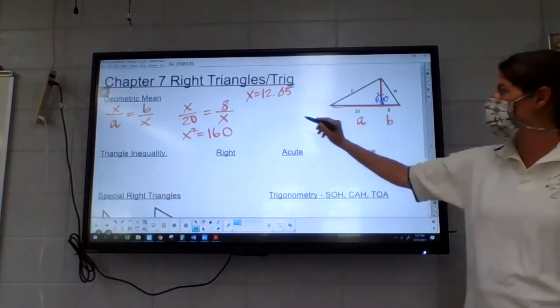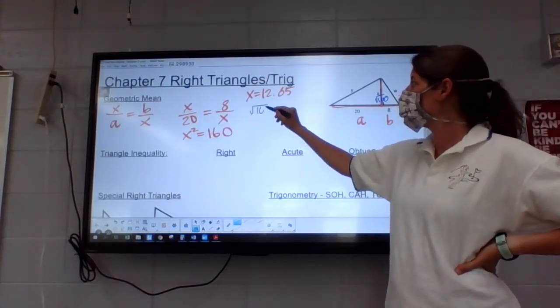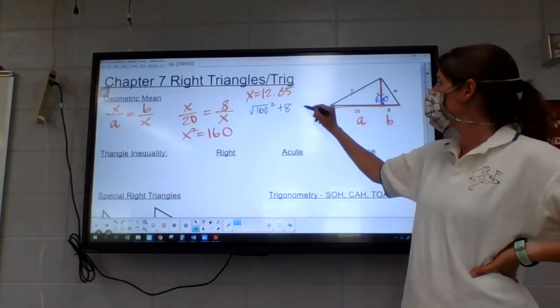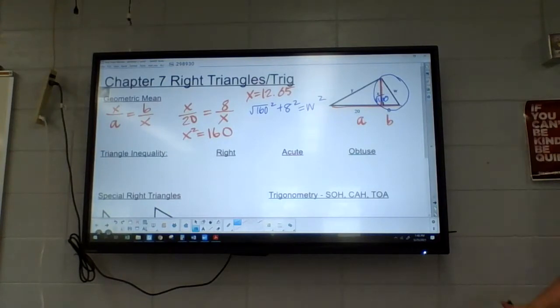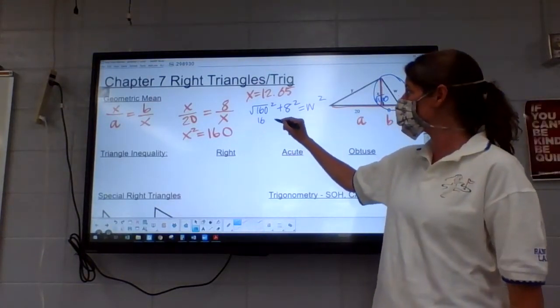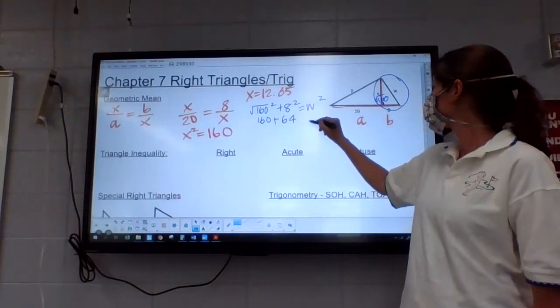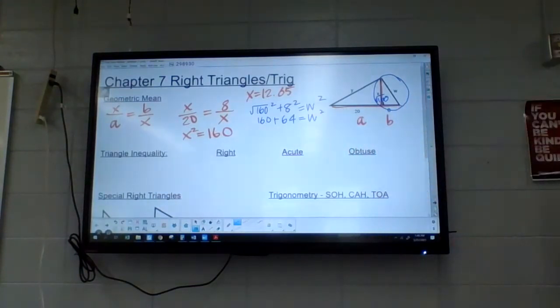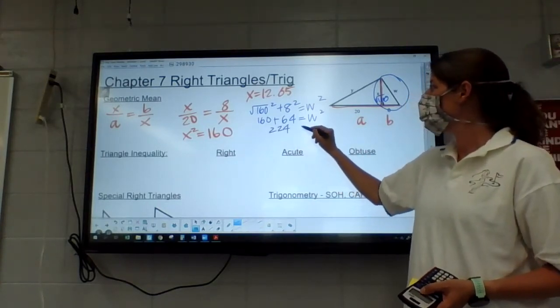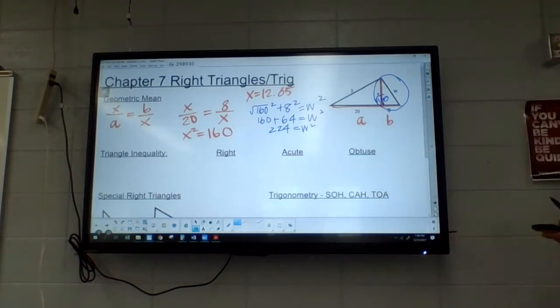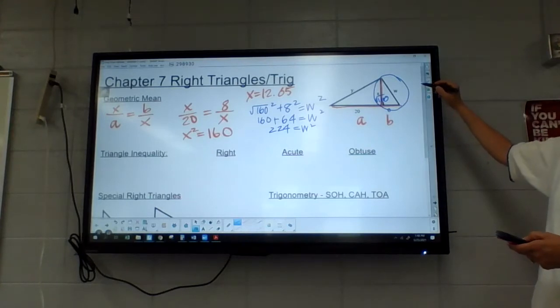So I'll do square root of 160 squared plus 8 squared equals w squared. So I'm doing this one first. Now square root of 160 squared, the reason I like that is because that's just 160. So I'm going to take the square root of 224 and find out that w is going to be about 14.97.